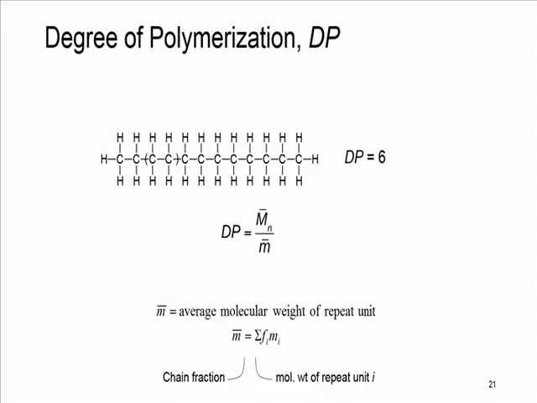For copolymers, this is calculated as follows. M bar is equal to the sum of Fi, which is chain fraction. This one is actually related to Fi, and Mi, which is molar weight of repeat units.